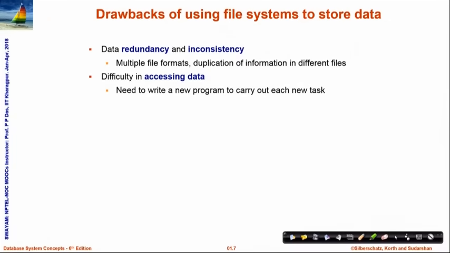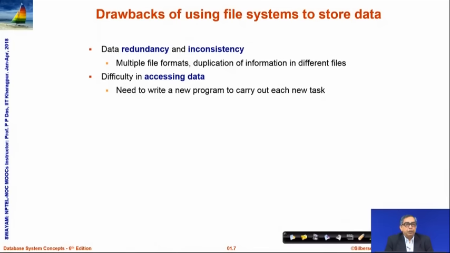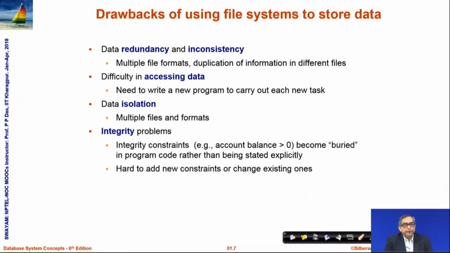Then there is difficulty in accessing the data, because as I said, the files are often sequential in nature. Even if they are random access, every task might need to use data from multiple files, and opening those files and reaching the appropriate point of access is a non-trivial task. Then there are issues of data isolation, because there are multiple types of files, and multiple formats are used therein.